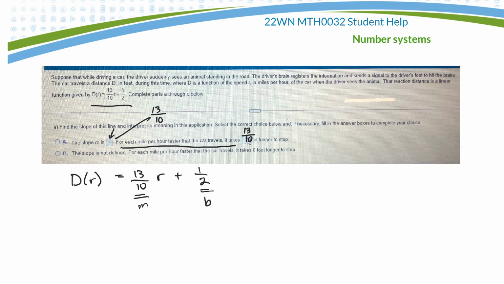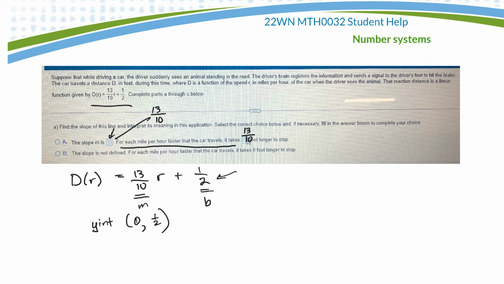If they ask for the y-intercept, I'm not sure if they do, but y-intercepts are always in ordered pairs, so it'll be 0 and whatever the y-intercept is. In this case, it'd be a half. So that's how I type the y-intercept.